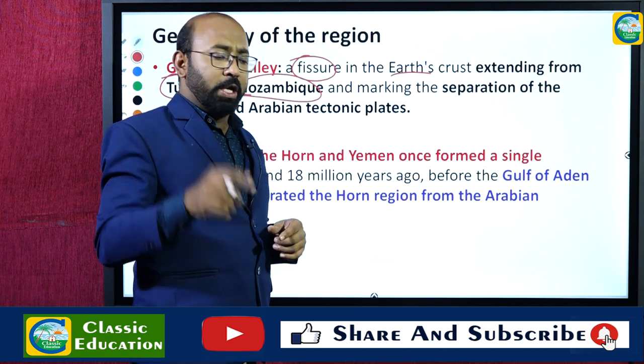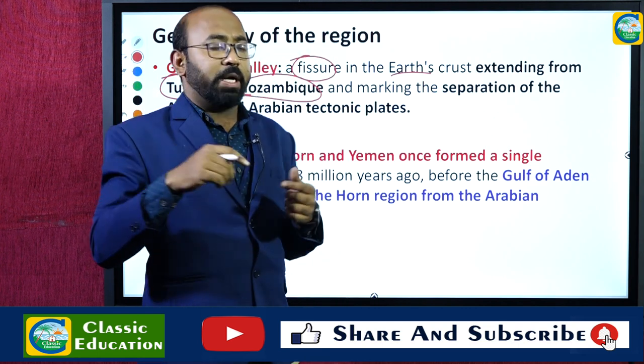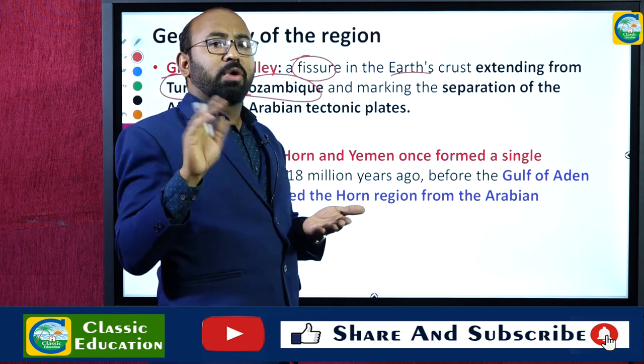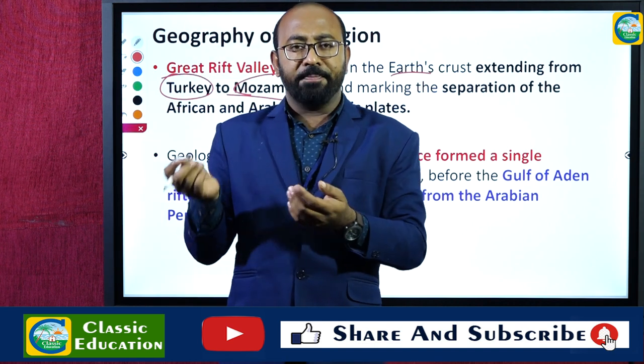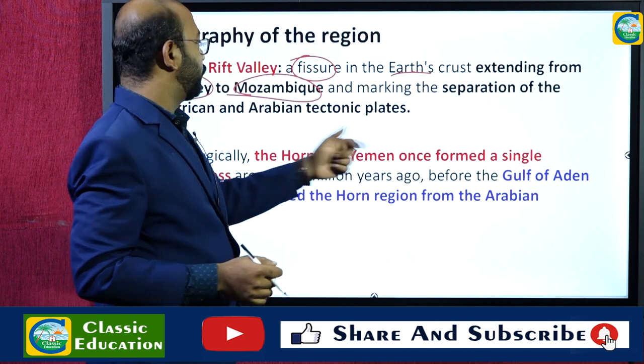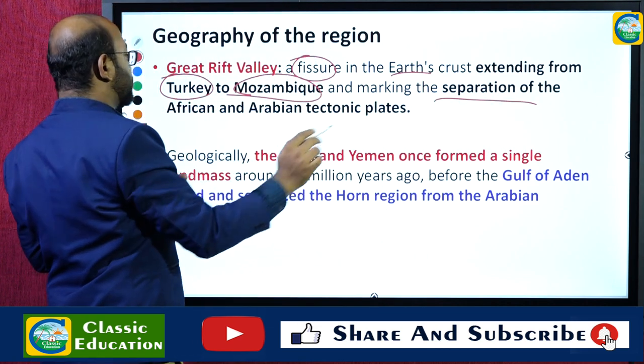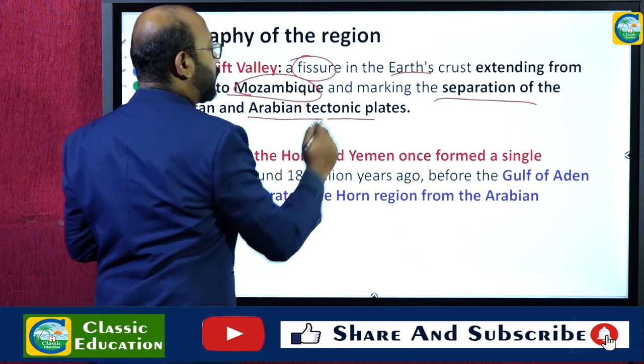But it runs through all the countries in between, like Mozambique, Zambia, Rwanda, Uganda, Kenya, Ethiopia. All of these countries are covered by the East African Rift Valley. It marks the separation of the African and the Arabian tectonic plates.